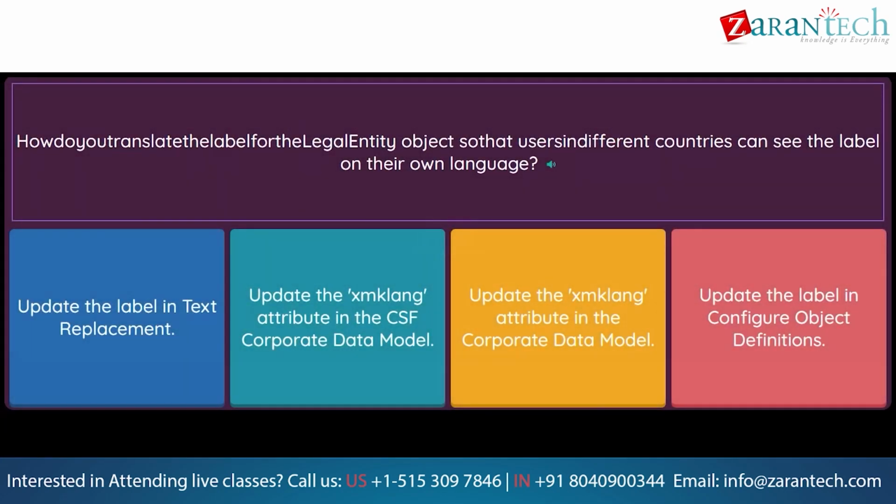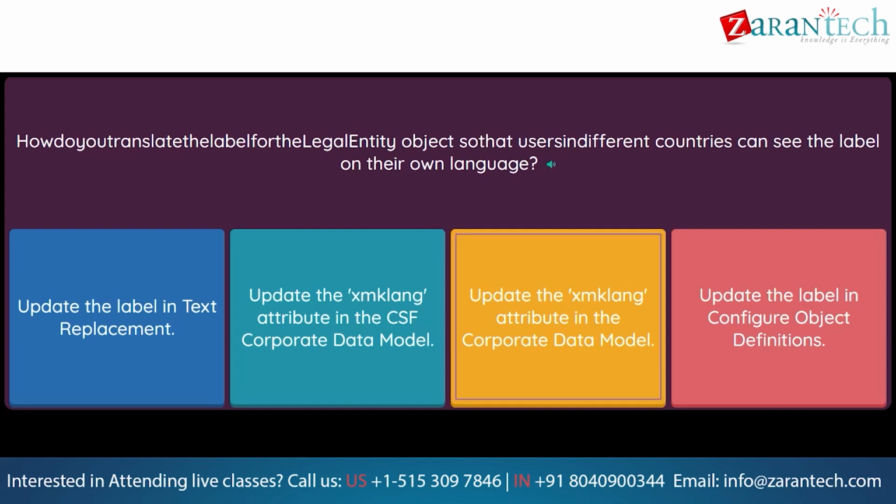Question: How do I translate the label for the legal entity object so that users in different countries can see the label in their own language? Option 1, update the label in text replacement. Option 2, update the 'some lang' attribute in the SAP Corporate data model. Option 3, update the 'some lang' attribute in the corporate data model. Option 4, update the label in Configure Object Definitions.